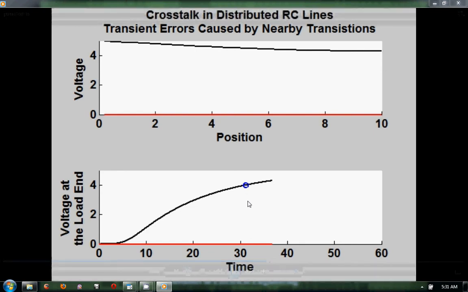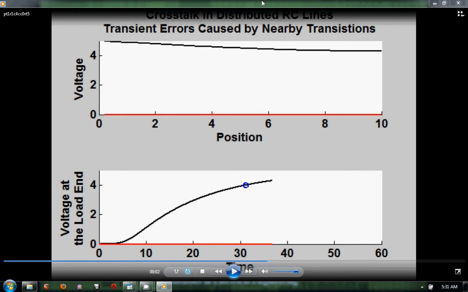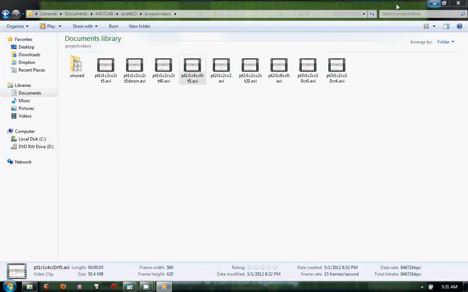This can be described as effective capacitance. When one wire is transitioning and the other is steady, the effective capacitance is the sum of C and C sub C. When both are transitioning in the same direction, the effective capacitance is simply C. When both are transitioning in opposite directions, the effective capacitance is C plus 2 times C sub C. The next simulation will show opposite transitions with C equal to C sub C.